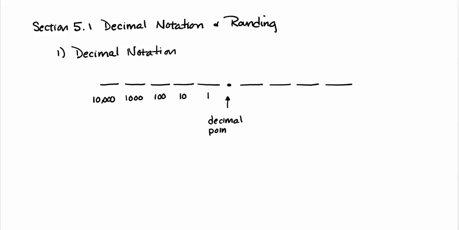And it's always read as the word "and" when we're reading a number, okay? So then to the right of it, we have our tenths place, our hundredths place, our thousandths place, and out here our ten-thousandths, one ten-thousandth place.